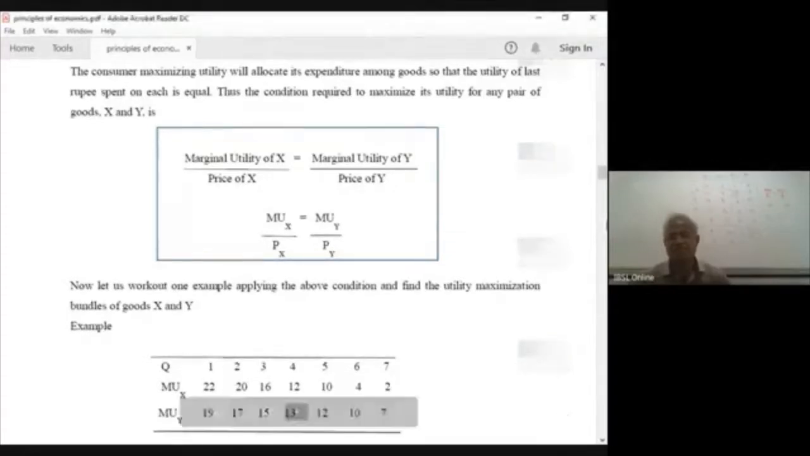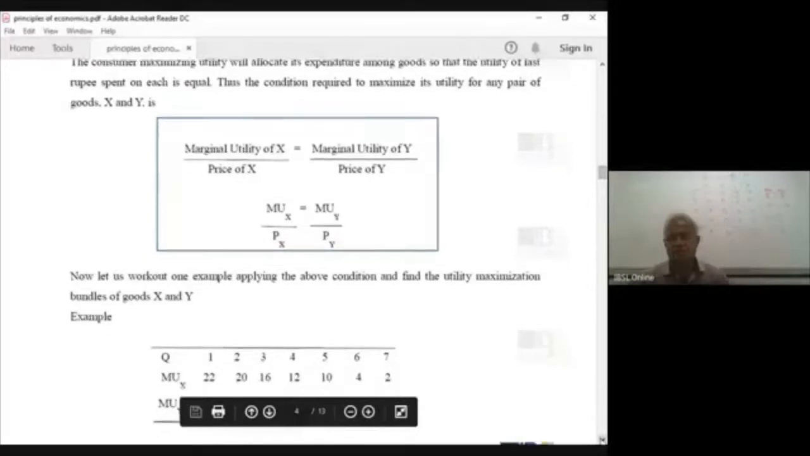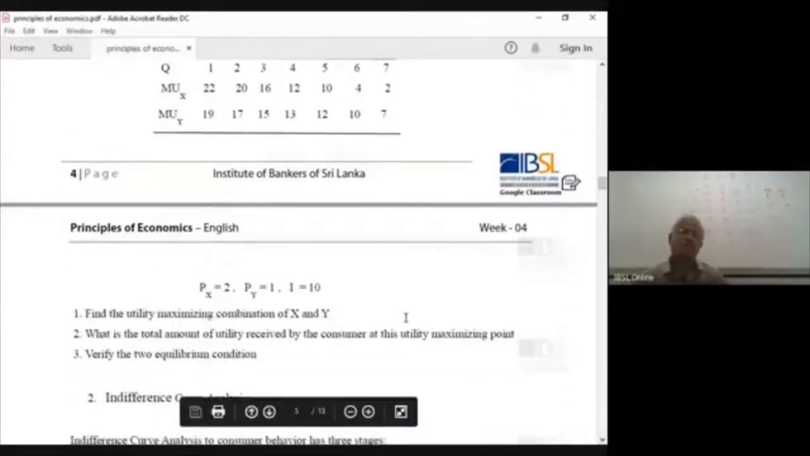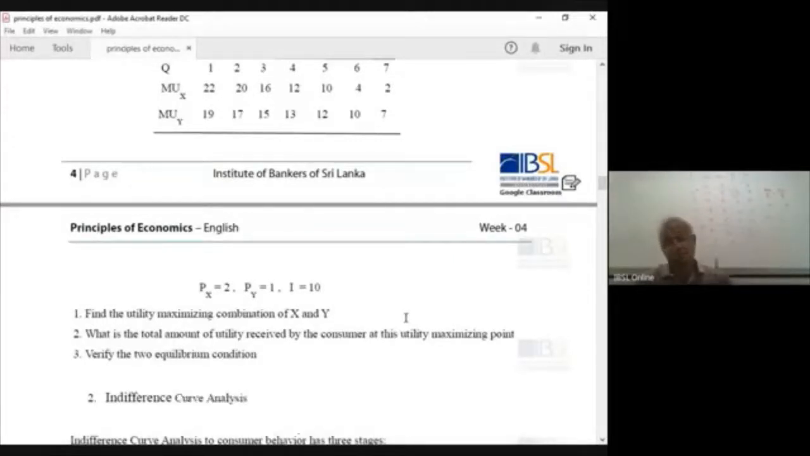Right. What is the second question? What is the total amount of utility received by the consumer at this utility maximizing point? Now how much does he consume? 2 of X, 6 of Y. 2 units of X, 6 units of Y.